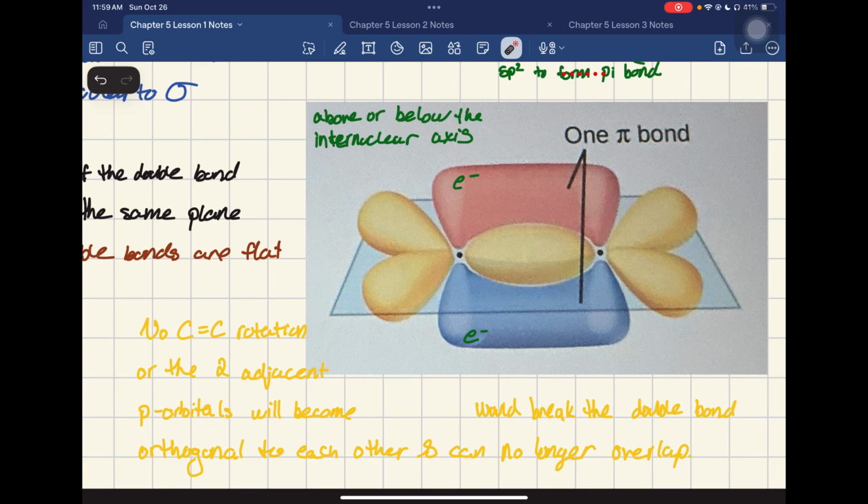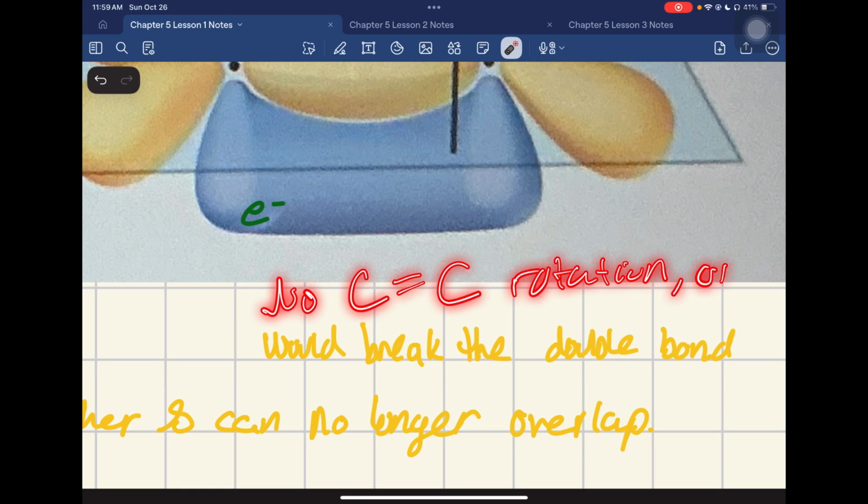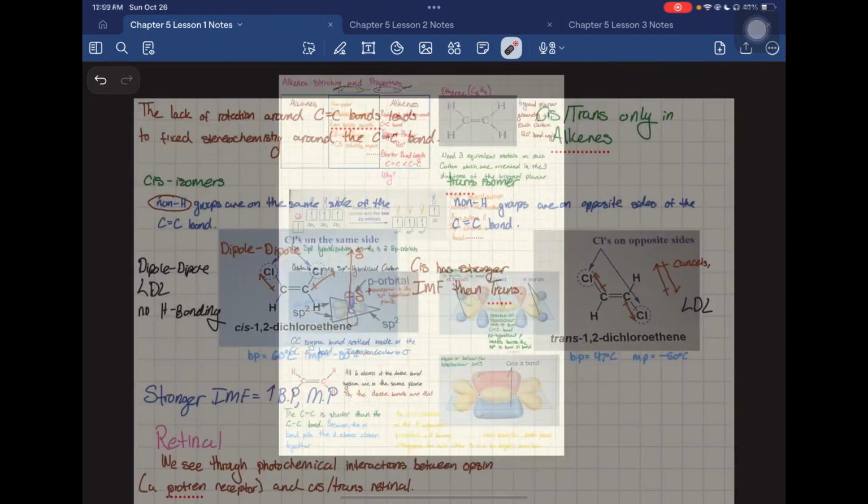This pretty much means that rotation, where the two adjacent p orbitals become orthogonal, would break the double bond. So no carbon double bond rotation, or it would break the double bond.